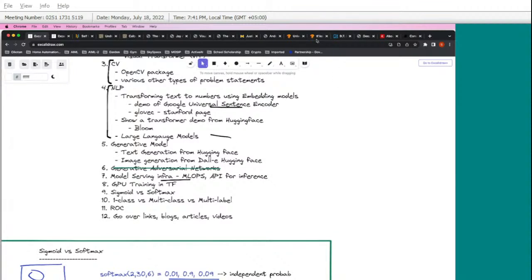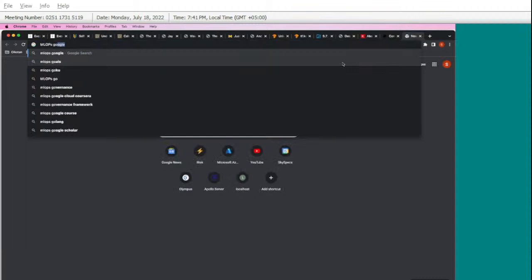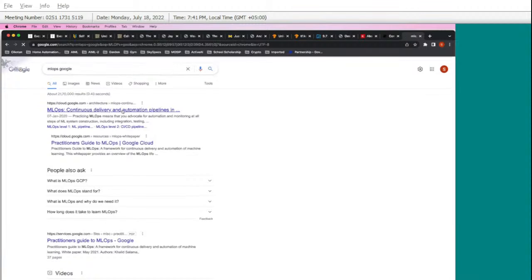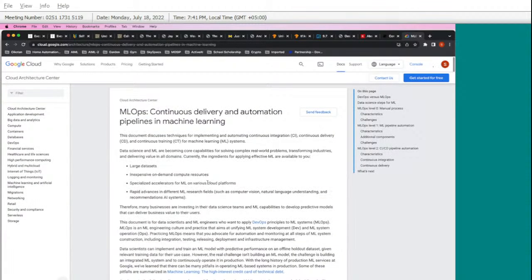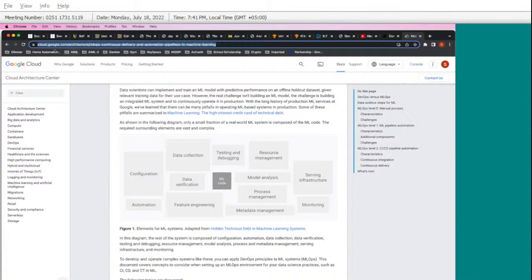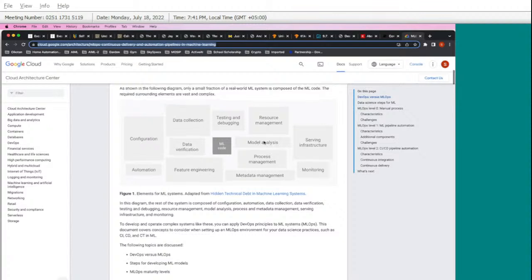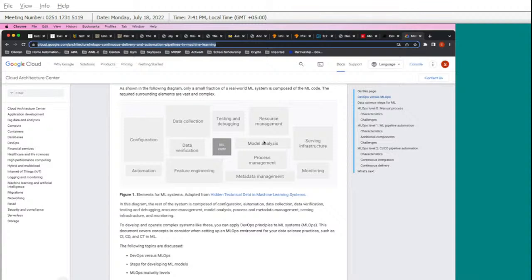If you go to TensorFlow's documentation on MLOps, or search MLOps Google, there's very nice documentation on continuous delivery and automation of pipelines in machine learning. Let me share the link. And the Cloud Architecture Center has a lot of good documentation. One part of it is serving infrastructure, but there are a lot of things that happen. You have the code, this is the model, and new data is coming in. Based on something, you may have to regenerate the model and do A/B testing to find out whether you have to regenerate the model or not.